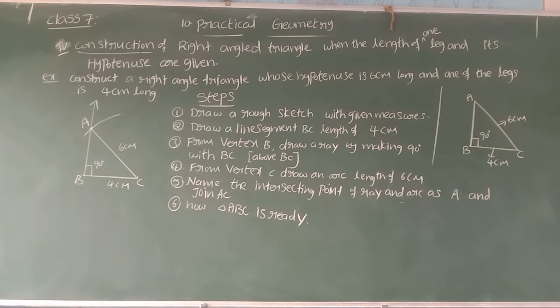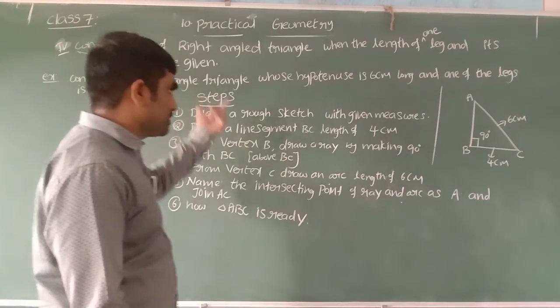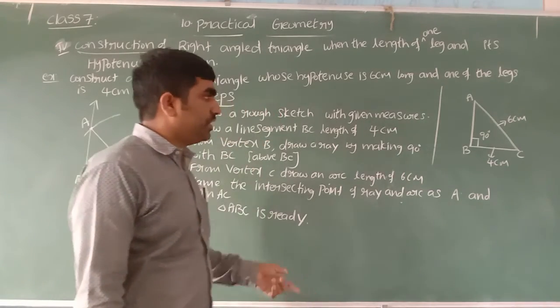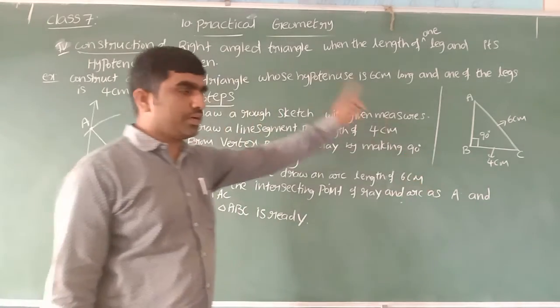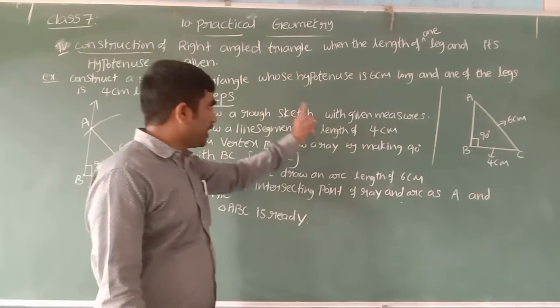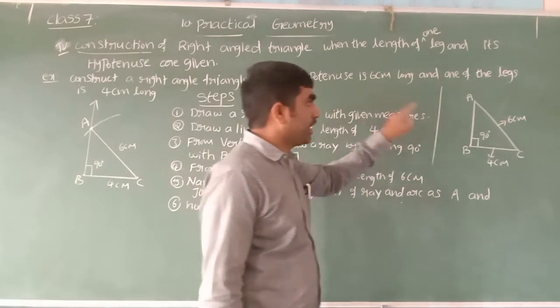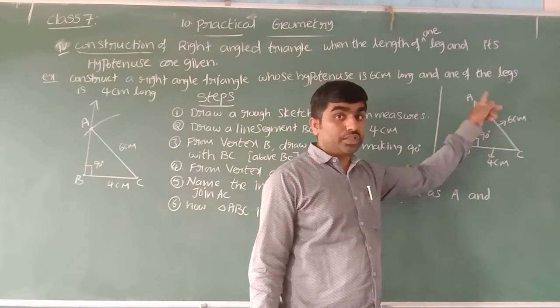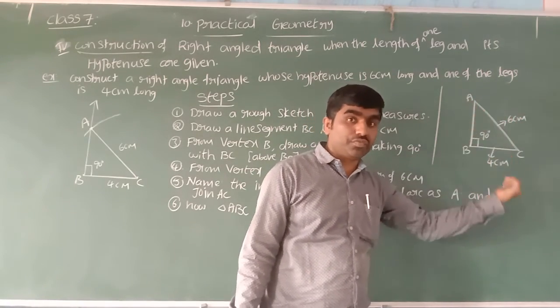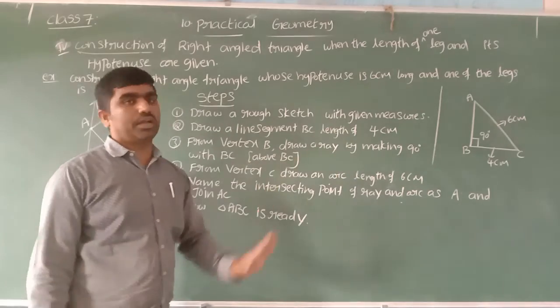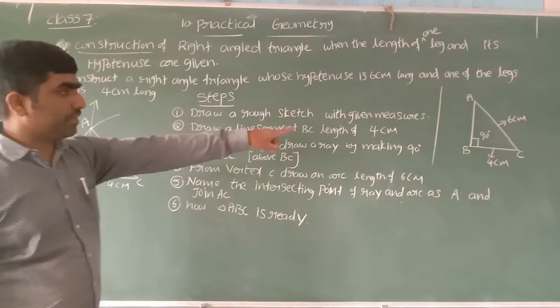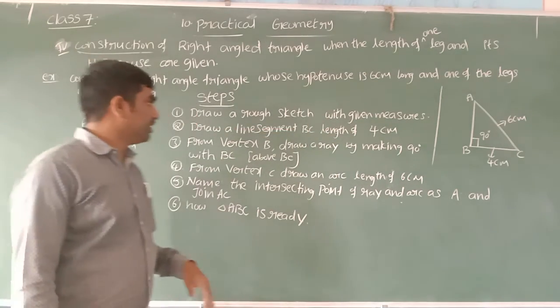Yes, now we will write the steps for construction. I wrote the steps here, you can see. First, what we did: a rough figure, and based on that the main figure. Draw a rough sketch with the given measures. What are the given measures? One angle of 90 degrees, the given length of the hypotenuse, and also the given length of one leg of the right angle triangle. With the help of that, I drew one rough figure.